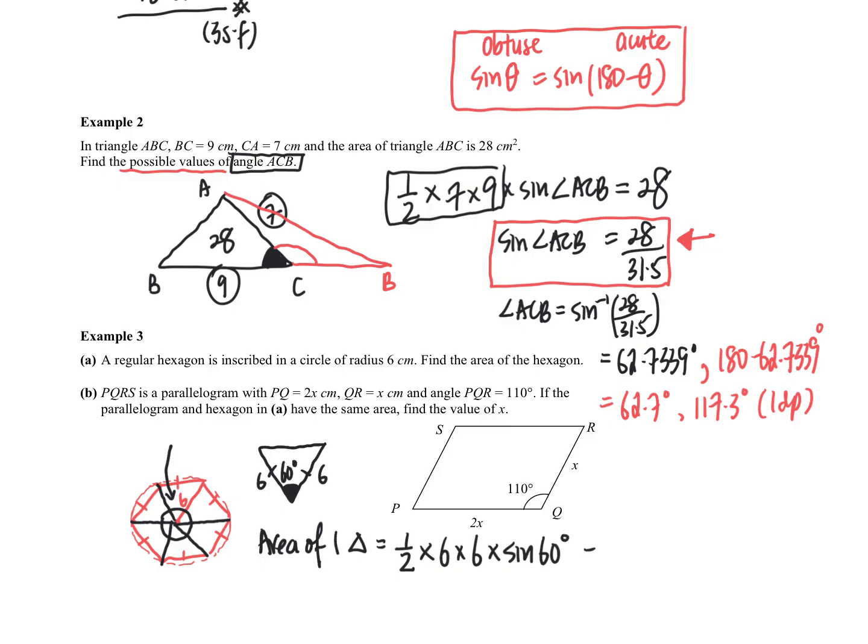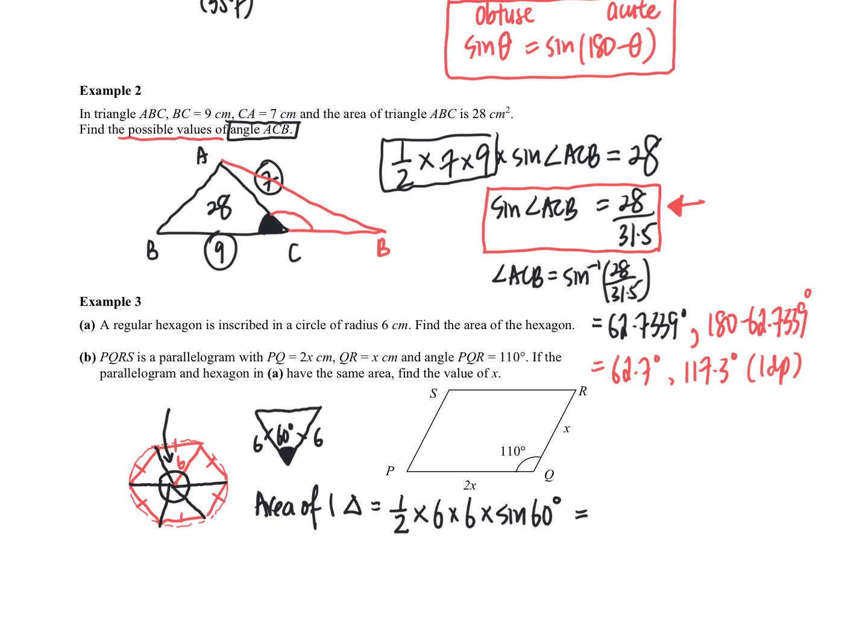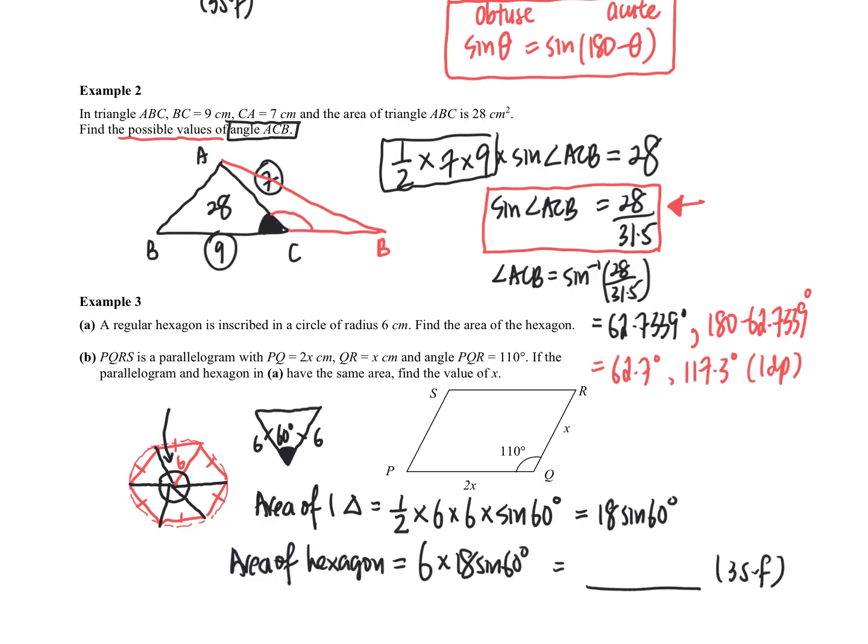Okay, so go and find that. If you want, you can leave it as it is first, like 18 sine 60. Don't evaluate first. Yes, always sine for the area of a triangle. The formula is always sine. So to find the area of the hexagon, you times the whole thing by 6. Okay, 3SF.